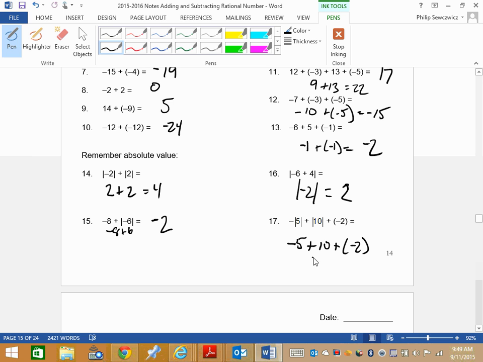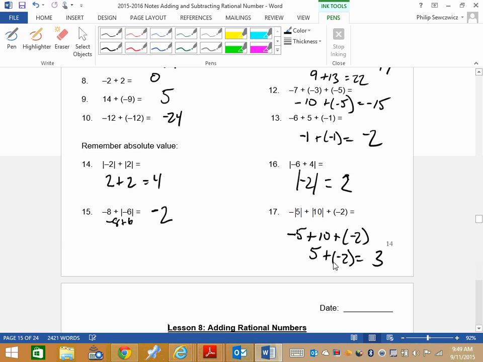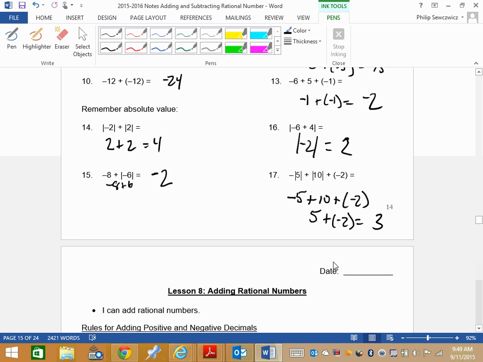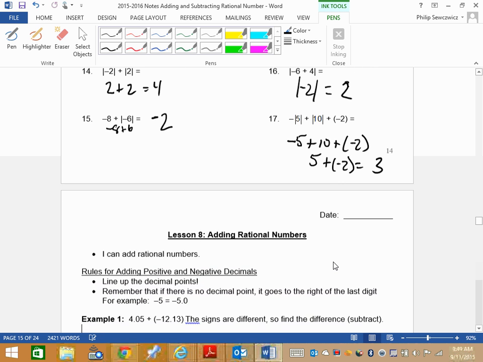So different signs, so I'm going to subtract. More positives, that's why it's positive. And then different signs, so that's why I'm going to subtract. Again, more positives, that's why it's going to stay positive there. So really what we want to make sure we're doing here is visualizing, because it's going to let us know if we're going to do an addition or subtraction problem.